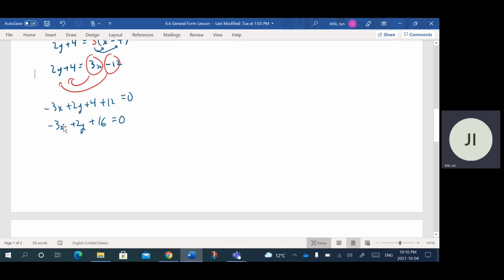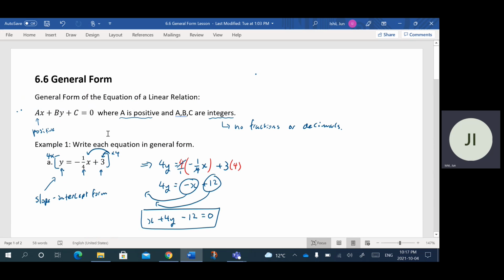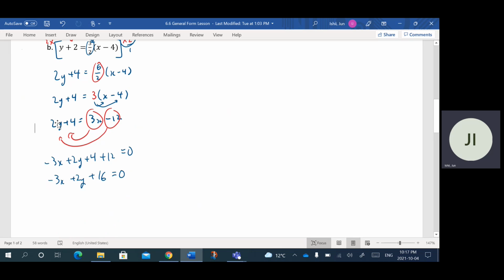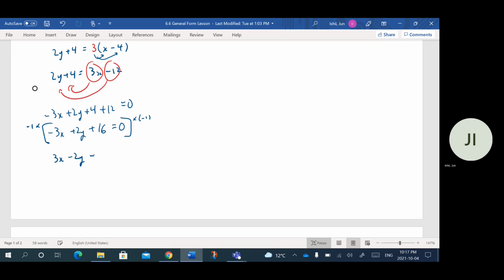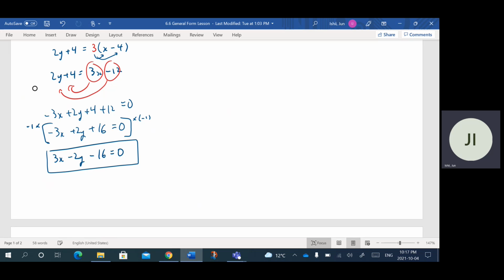Now you may think that this is in general form, but technically it is not, because if you recall, if I scroll back up here, in general form of the equation, this A has to be positive. So the number in front of the x is always going to be positive. Notice here that this number is negative 3. The way to get around that is to multiply through by negative 1, which essentially means you just switch all the signs. So this becomes 3x minus 2y minus 16, and that now is in general form.